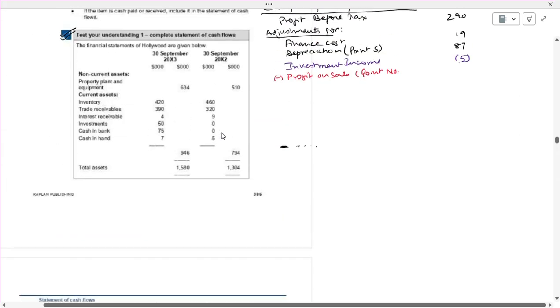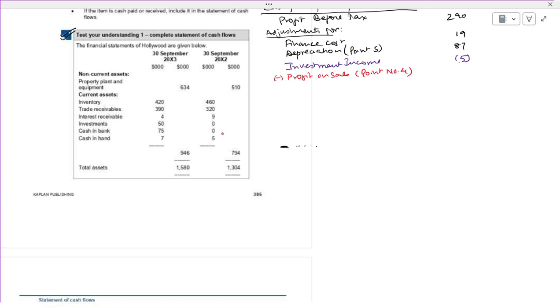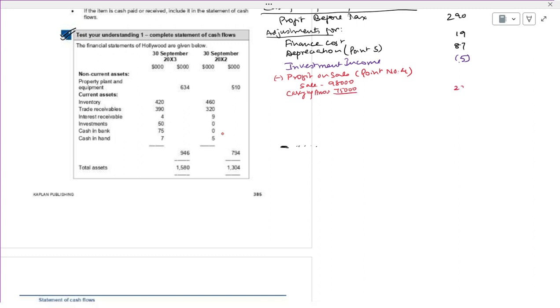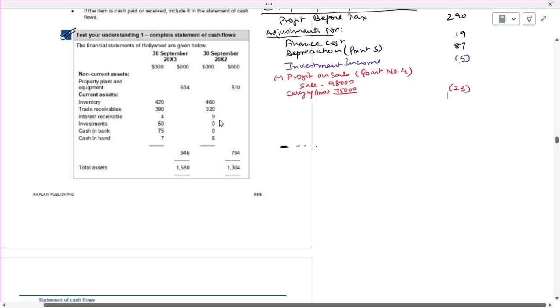If it is loss, we add. If it is profit, less. Sale is 98,000. Carrying amount is 75. Difference is 23. Minus. Is it right? The difference is minus. Fine. Now we have done this.